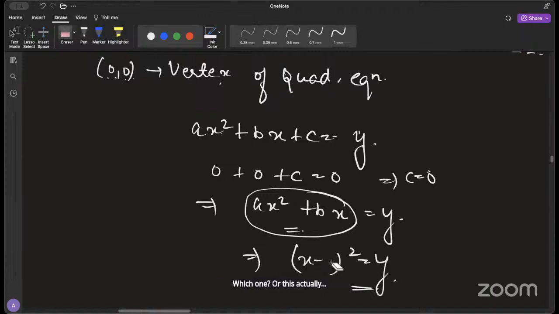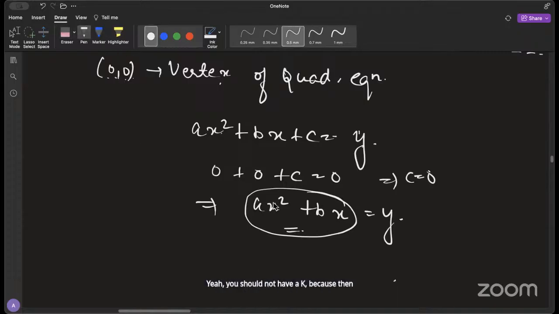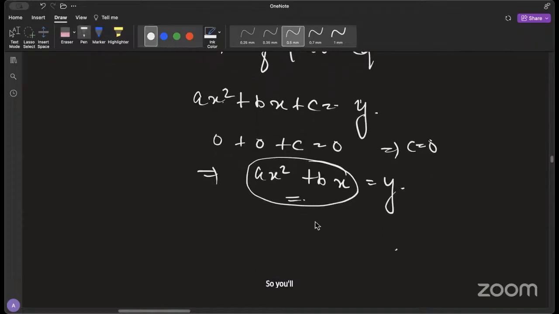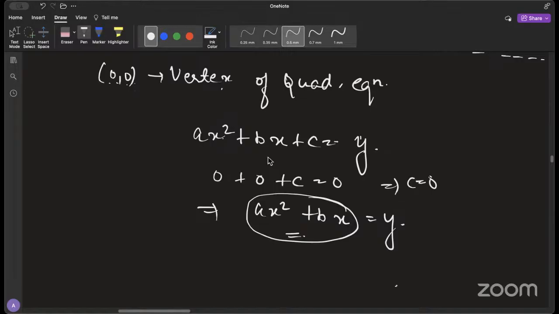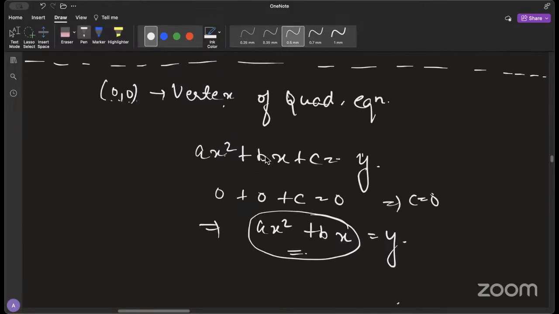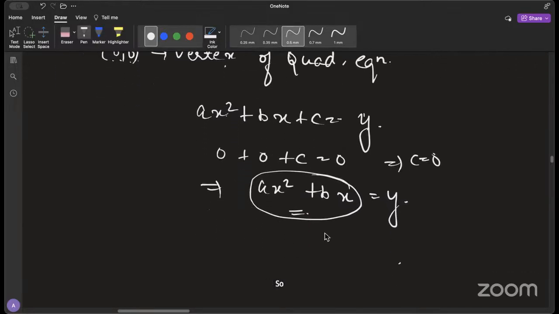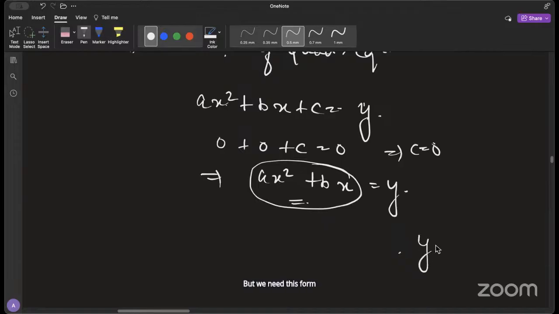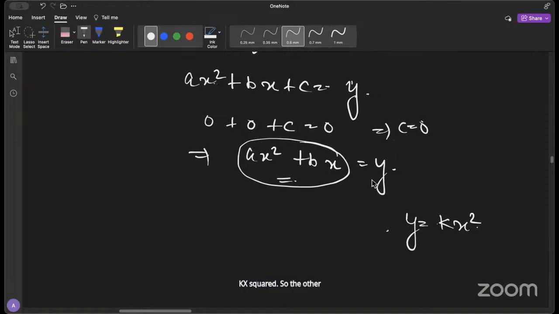Actually, wait. Yeah, you should not have a k because then (0, 0) won't satisfy this. So you'll have this thing. Okay, but we need this form, right? y is equal to kx squared. So the other part should also vanish.